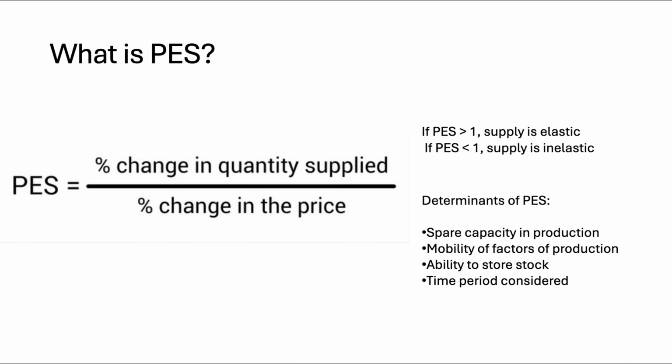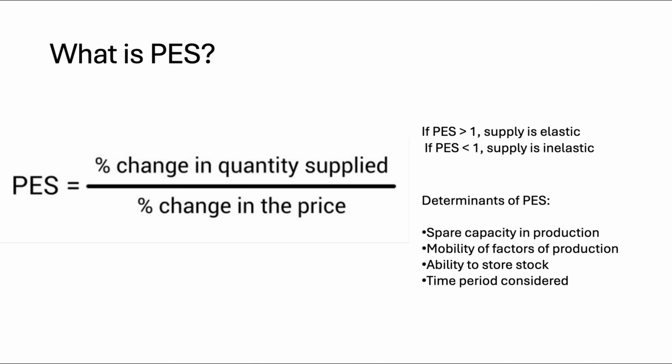Now let's turn to price elasticity of supply, or its acronym PES. Price elasticity of supply measures how responsive the quantity supplied of a good is to a change in price. The formula is very similar: price elasticity of supply is equal to the percentage change in quantity supplied divided by the percentage change in price.